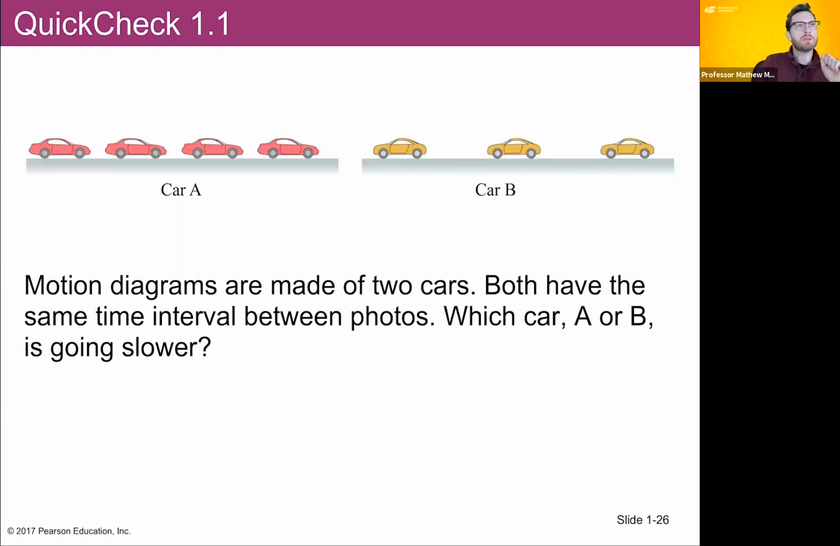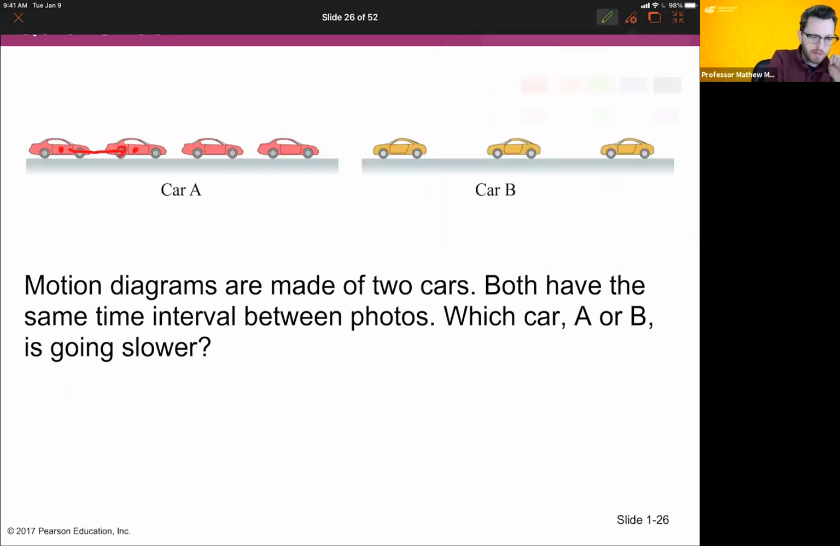Let me go ahead and share the results here. Most of you selected A, right? If I put the points here and draw this vector, let me get a better crop. I'm drawing with red on red here. I get a velocity vector like that. You can see that vector is smaller than this vector.